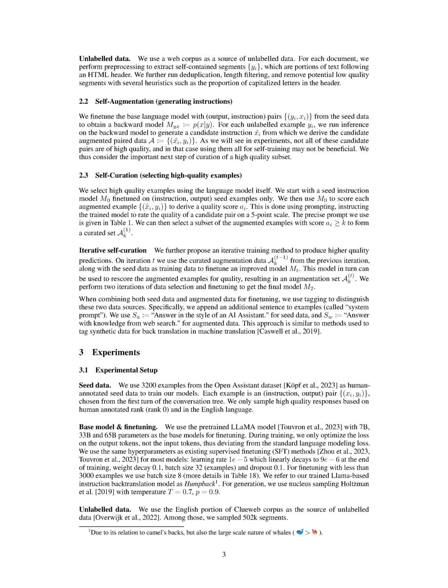We use a web corpus as our source of unlabeled data. We process each document to extract self-contained segments, which are sections of text that follow an HTML header. We then remove duplicates, filter by length, and eliminate potential low-quality segments using various methods, such as checking the proportion of capitalized letters in the header.